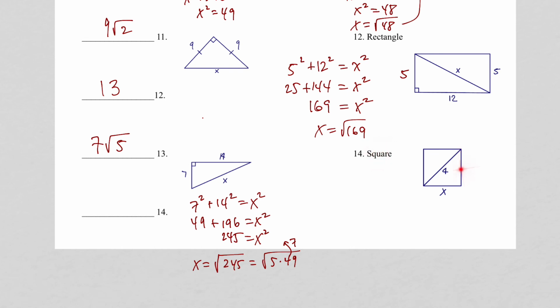Because this is a square, we know that this is an isosceles right triangle. In an isosceles right triangle, one of the legs times root 2 is equal to the hypotenuse. So we'll start there. x root 2 is equal to 4. I'll solve by dividing by root 2, and I'm going to get x is equal to, multiplying top and bottom by root 2, 4 root 2 over 2, which reduces to 2 root 2.